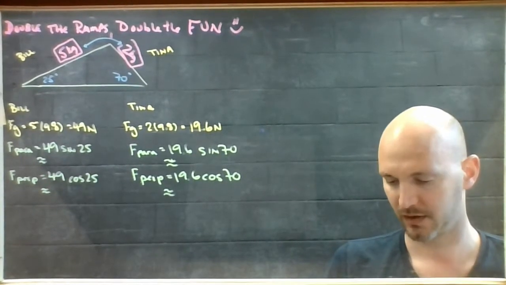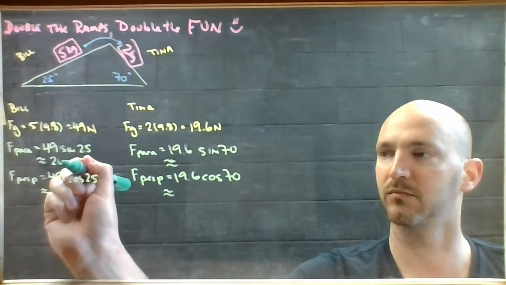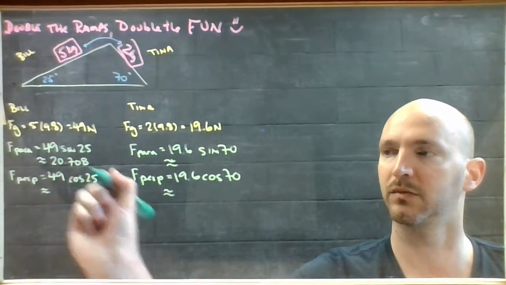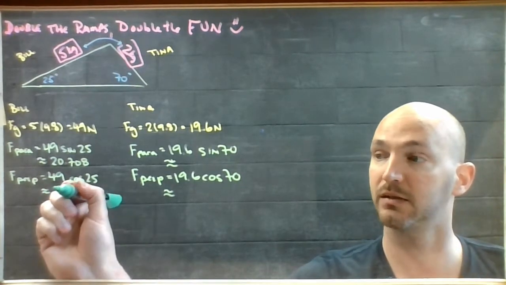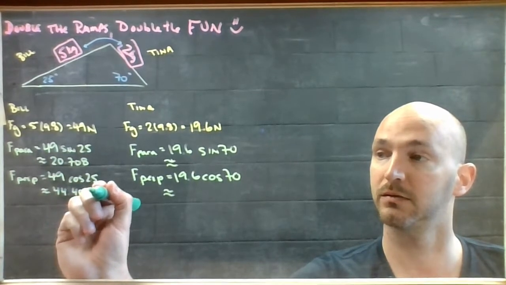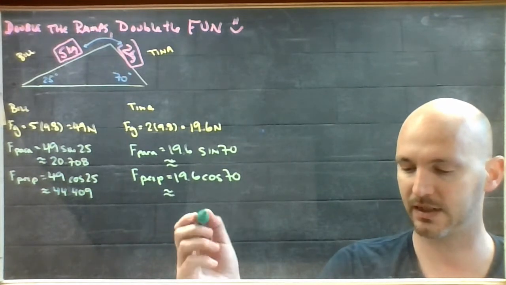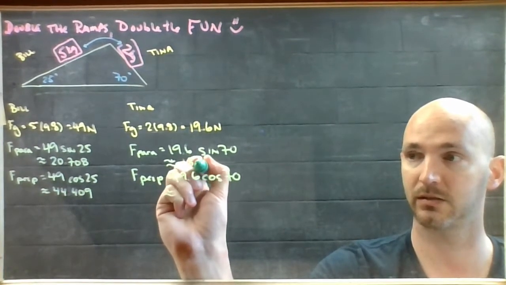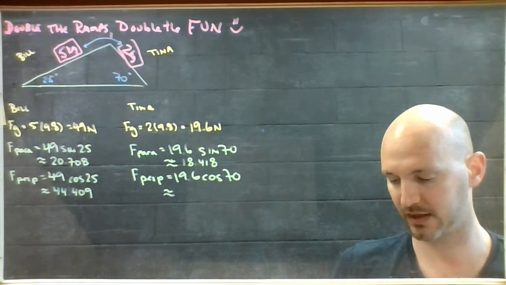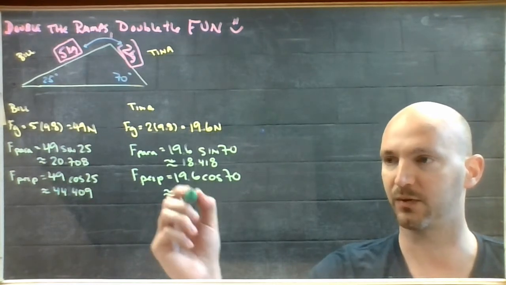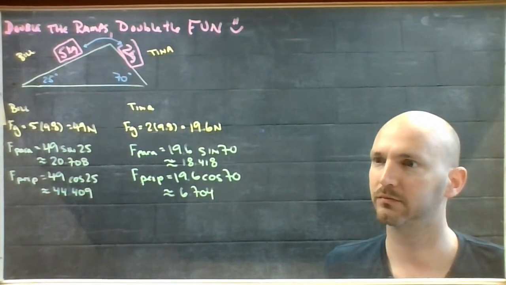So I get some approximate values in there. Let's see. 49 sine 25 is 20.708. 49 cos 25 is 44.409. 19.6 sine 70 is 18.418. And 19.6 cos 70 is 6.704. Okay.